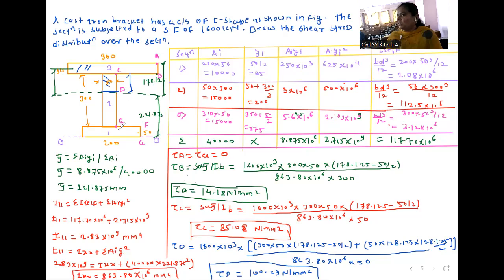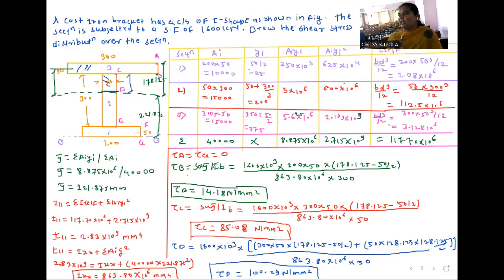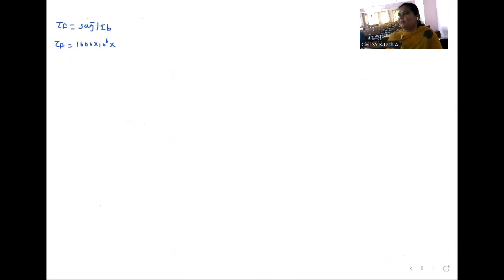See, if we calculate F, then at E only the width changes, so first we will calculate at F. So shear stress at F, nothing but tau F, which is equal to S A y bar by I B. So tau F is equal to shear force, 1600 into 10 raised to 6 into, now you concentrate here below F, we are calculating here at F. Okay, so below F the area is this strip. So 200 into 50. So area is 200 into 50.